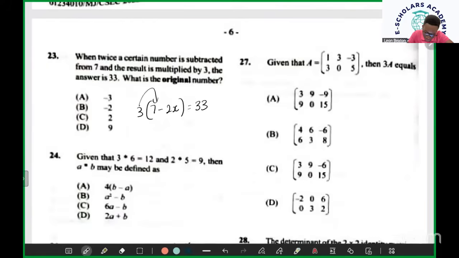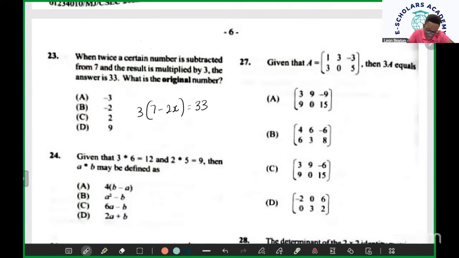So we can distribute or we can carry over the 3, doesn't matter. 3 times 7 is 21. 3 times −2x would be −6x, is equal to 33. So −6x is equal to, carry over this 21, it's adding, take it over, subtract. So 33 subtract 21 would be 2. Hold up, did I do something wrong? Let me go over.